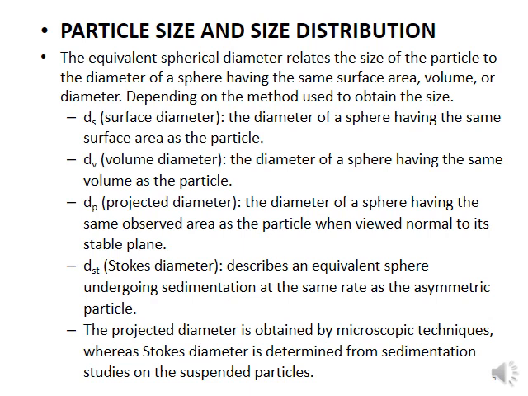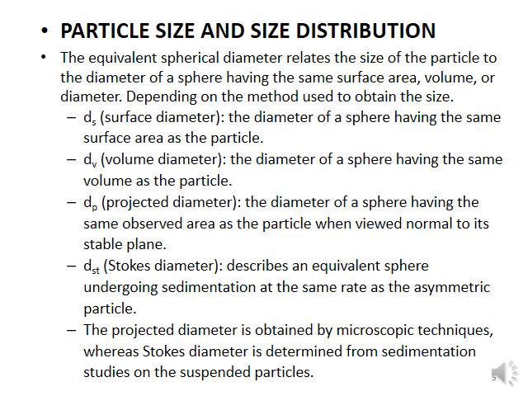When we say ds, it is a surface diameter, and it is the diameter of a sphere having the same surface area as the particle. When we say volume diameter, dv, it is the diameter of a sphere having the same volume as the particle. When we use dp, the projected diameter, it is the diameter of a sphere having the same observed area as a particle when viewed normal to a stable plane.